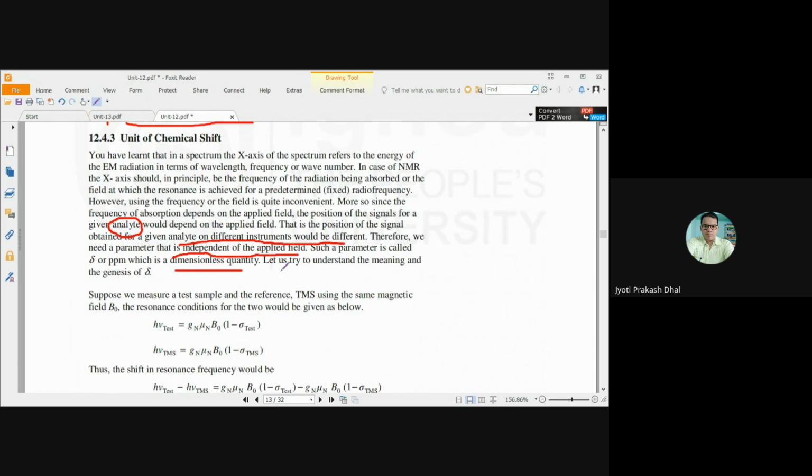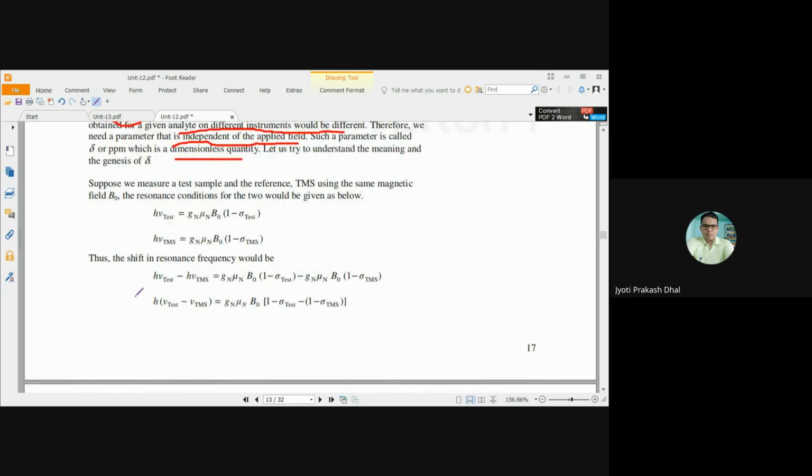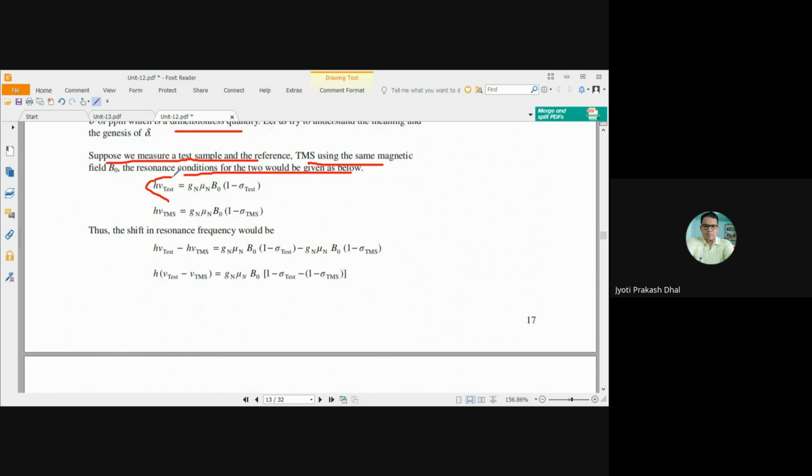Now let us try to understand the meaning of delta or chemical shift. Here TMS is used as the reference. First, suppose we measure the test sample and the reference or standard sample, that is the TMS, using the same magnetic field B0. So the resonance condition of the two would be given as follows. h nu test, where test means the sample under investigation, equals g_N mu_N B0 whole into 1 minus sigma test.